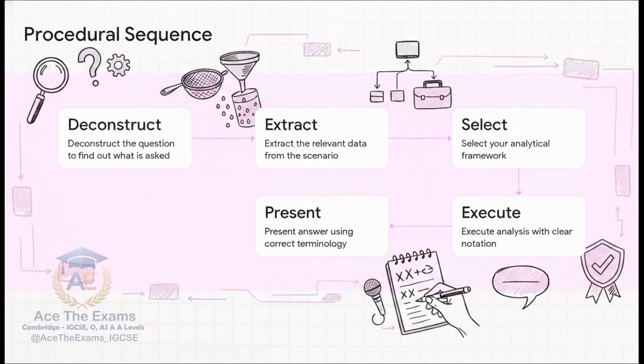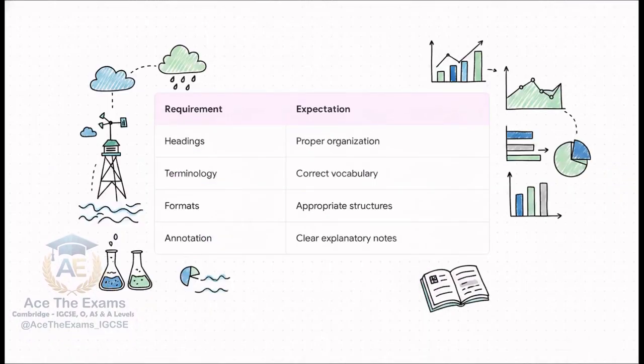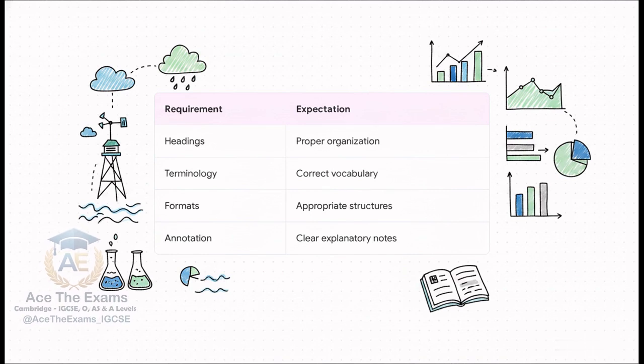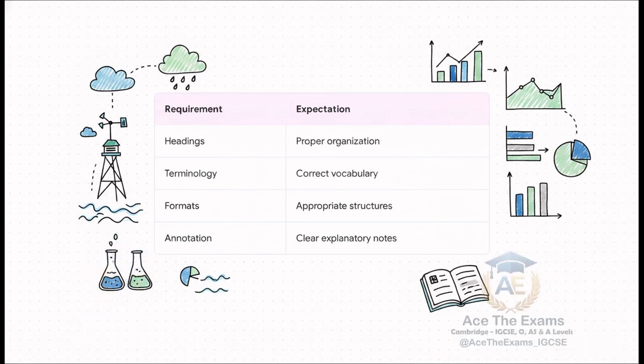Let's talk about how your answer actually looks on the page, because strict presentation conventions are absolutely mandatory. If you are interpreting a massive block of data from a weather station or a network of water pollution sensors, examiners explicitly expect proper and logical headings. They want correct terminology, again, no slang, no vague descriptions. They demand appropriate data formats, so if you're synthesizing data, you should be using tables or graphs if applicable, rather than just writing a messy paragraph of numbers.